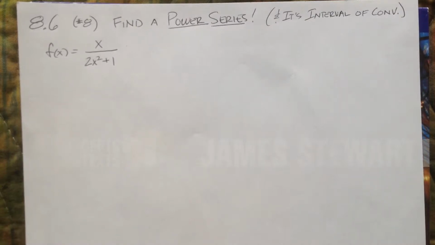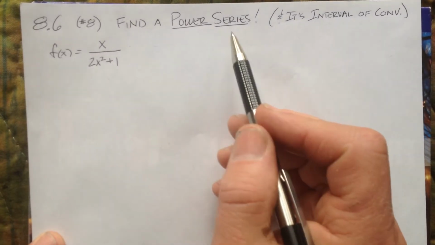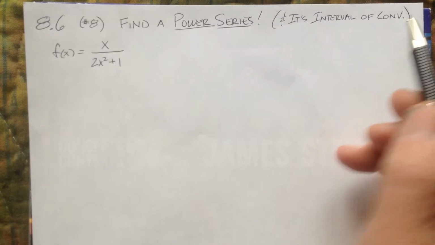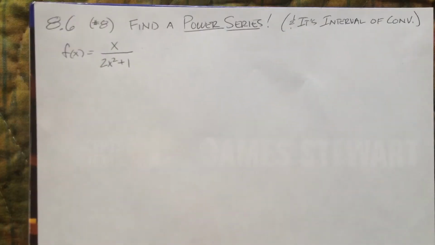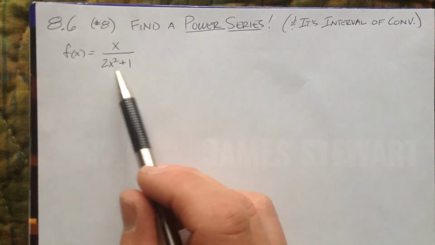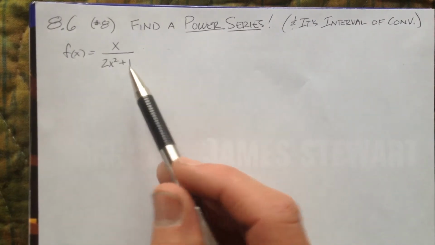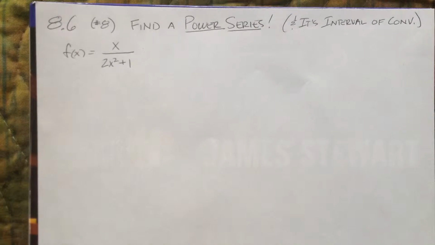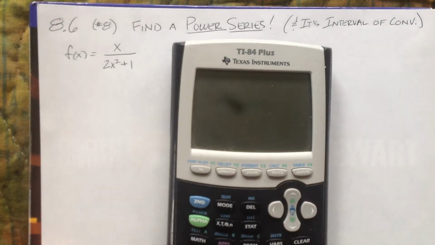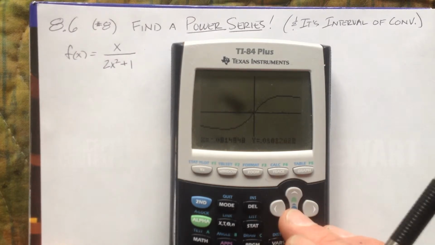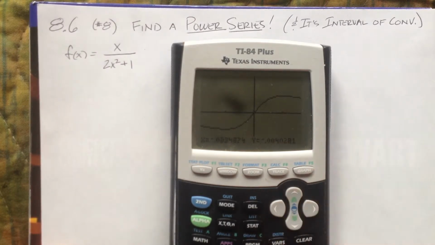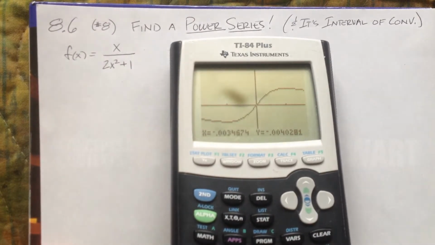All right, we are going to find a power series and its interval of convergence for a function. In this case, it's a rational function, has no asymptotes because squaring a term and adding to it will not give you 0 in the denominator. I put it into the calculator a second ago, and this is what the function looks like. I've zoomed in on it a little bit. You can see it a little bit more clearly there.